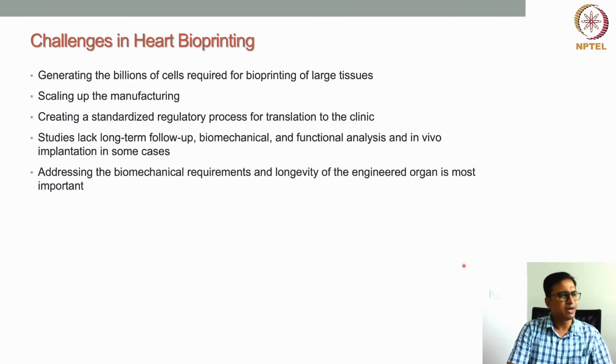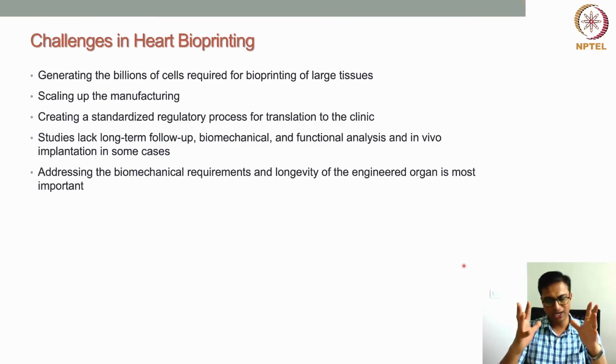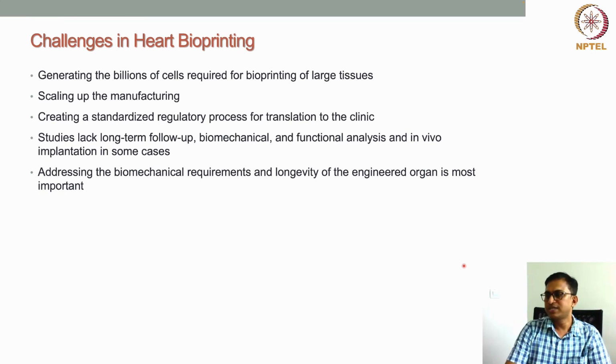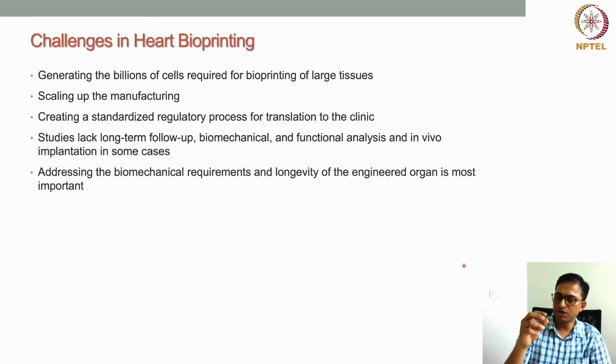Now let us understand what the challenges of heart bioprinting are. Suppose you want to print a whole heart, then you can understand the requirement of the cells. Billions of cells are required to print a large tissue. The first thing is how to get that amount of cells. Suppose we can collect a small biopsy or some tissue from the patient, but we cannot isolate billions of cells from a small patch of tissue.